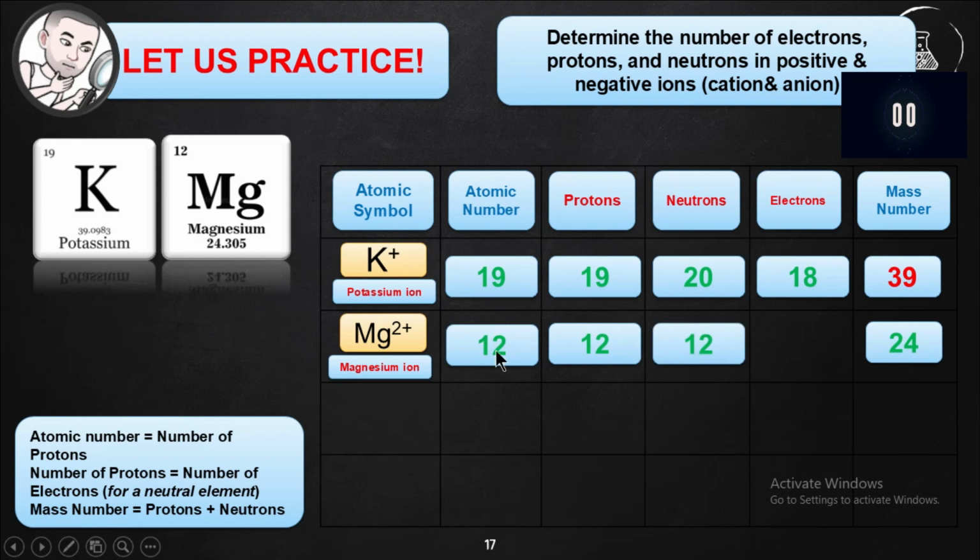Yung number of electrons, tingnan yung charge. So, meron 2. Ibig sabihin, maglo-lose siya ng dalawang electrons. So, 12 minus 2 is 10. 10 ang electrons ni magnesium.